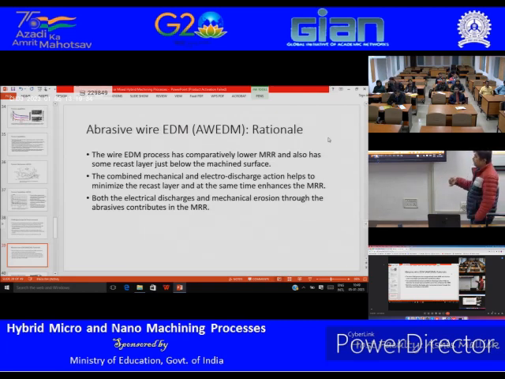The goal is definitely the wire EDM, the discharging will take place, but the abrasive action will be concurrent, but secondary, so that you can improve the material removal rate slightly, but the main goal is to reduce or eliminate the recast layer that is generated during the wire EDM process.